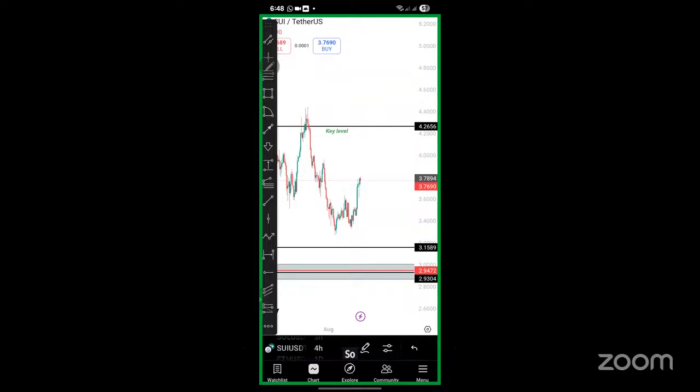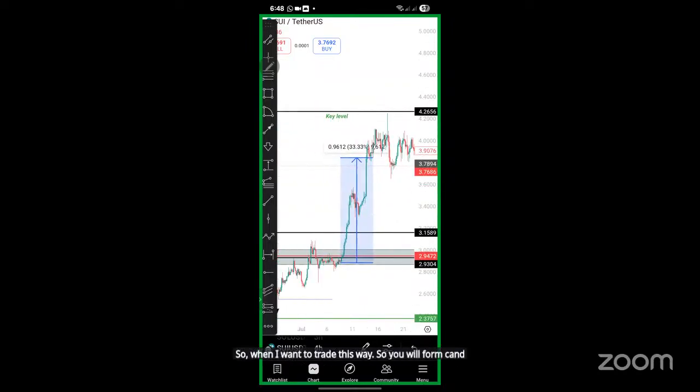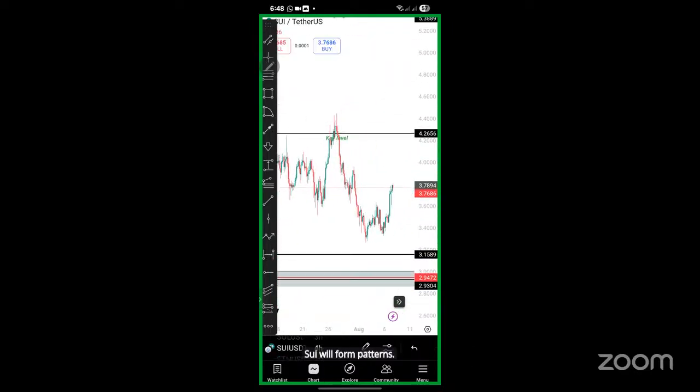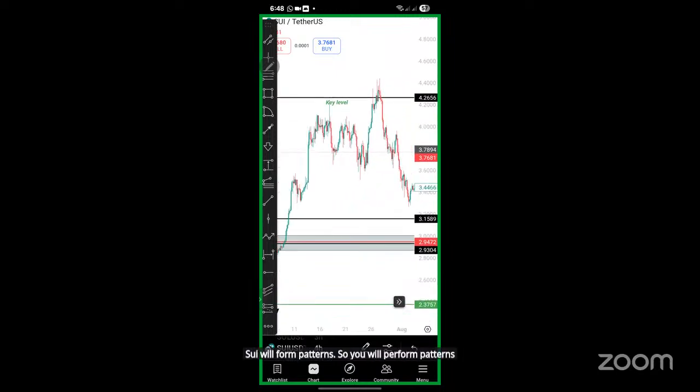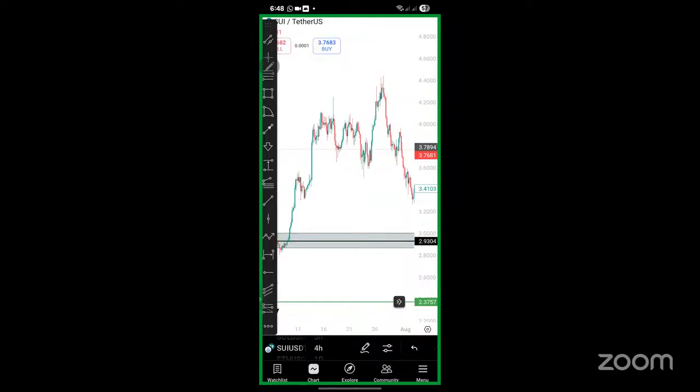So when I want to trade SUI, it will form candles. SUI will form patterns. At the same time, it will form what? It will form bundles. It will form patterns.